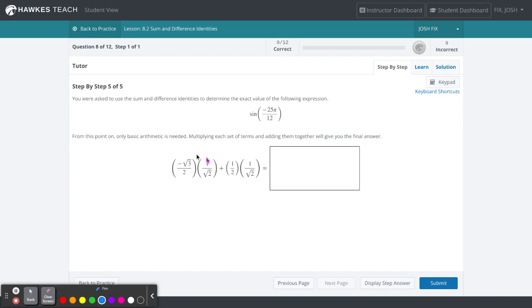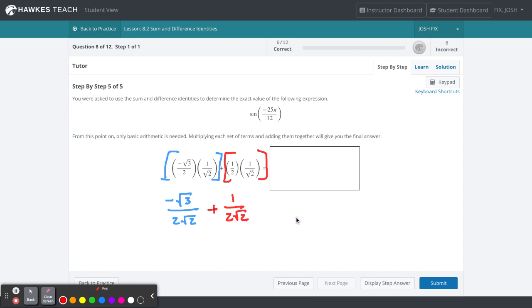So on this side, we're going to multiply these two guys right here together. So on top, we get negative square root of 3. On the bottom, we get 2 square roots of 2. On this one, we multiply that. We get 1 times 1. That gives us 1 over 2 square roots of 2.